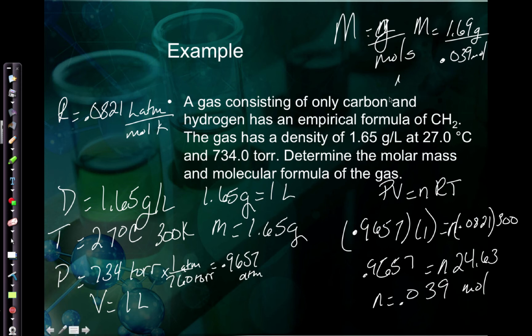Okay, so I'm going to get my molar mass of 42.3 grams per mole. Now it does ask for the molar mass, but it also asks for the molecular formula. So they like to combine empirical formula into other types of problems like this. So we're going to have to find the molecular formula now. We know that the molar mass is 42.3 grams per mole.